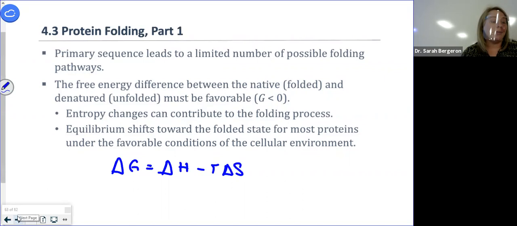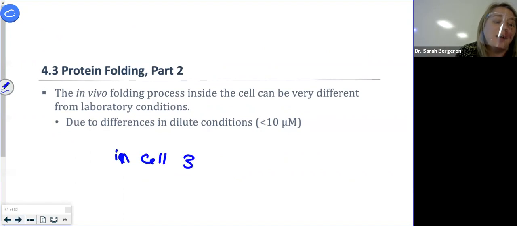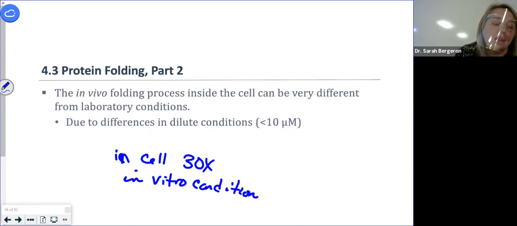So you have to think about what free energy is going to be there in the cell versus the test tube. A lot of times the in vivo folding process is more favorable because of concentration, right? You see the pictures inside the cell of all the proteins and everything. It's so compact inside the cell. The concentration inside the cell is about 30 times what we see in a test tube, 30 times in vitro conditions. So a lot of times we just can't get that concentration high enough in order to make that happen.